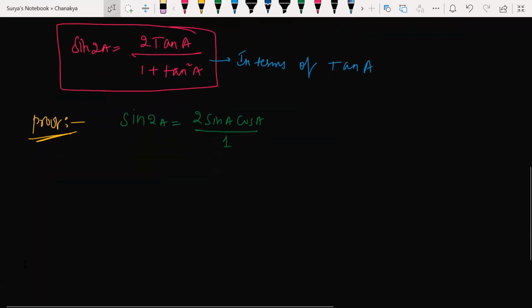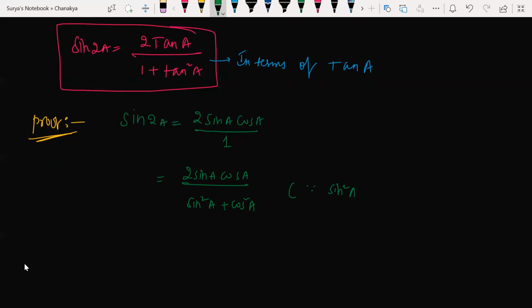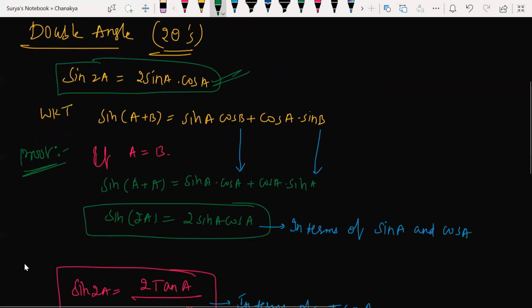Perfect, sir. But we know one thing, that 2 times sin A cos A whole divided by 1 can be written as divided by sin square A plus cos square A. Do you agree with my point? Isn't it? Yes, sir. I told you the identity.